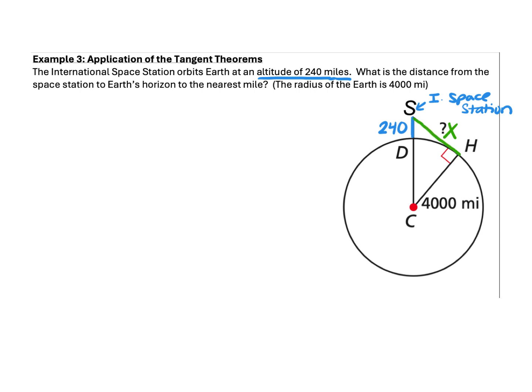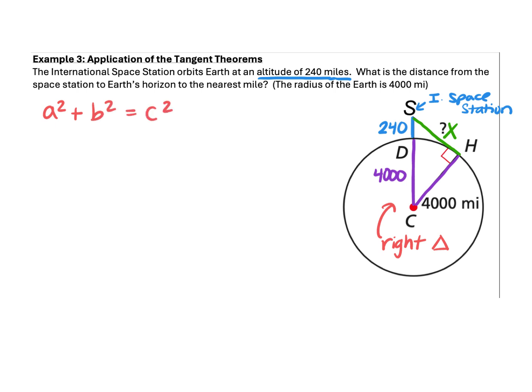Now we're given that the radius of the Earth is 4,000 miles, and that's going to be key to help us solve the problem. So CH is 4,000 miles, and then since the radii are always congruent, we know that CD is also 4,000 miles. And now we have a right triangle that we formed with that tangent, and with a right triangle, we're able to apply our Pythagorean theorem, a squared plus b squared equals c squared.